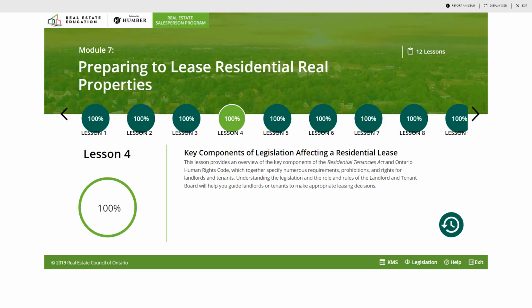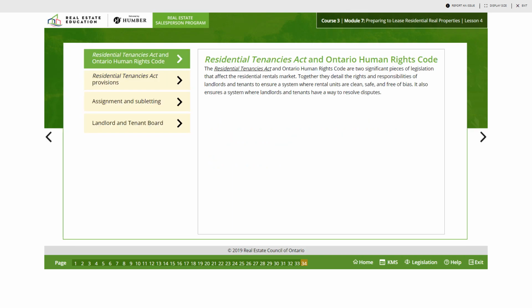Moving on to lesson 4. Key components of legislation affecting a residential lease. The Residential Tenancy Act and Ontario Human Rights Code are two significant pieces of legislation that affect the residential rental markets. Together, they detail the rights and responsibilities of landlords and tenants to ensure a system where rental units are clean, safe, and free of bias. It also ensures a system where landlords and tenants have a way to resolve disputes.